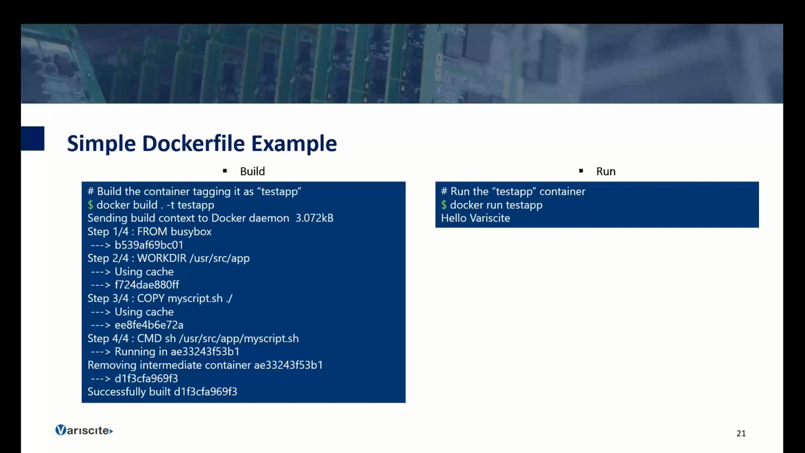Now, assuming we're in the same directory where we have that Dockerfile and that shell script, we can actually build this. We can say docker build . for the current directory, -t to tag it, like a label that we can reference. We're just going to call it test app. And you can see it goes through all these steps of following our Dockerfile to construct the container. After we've successfully built it, we can do docker run test app, and we get the output hello Variscite.